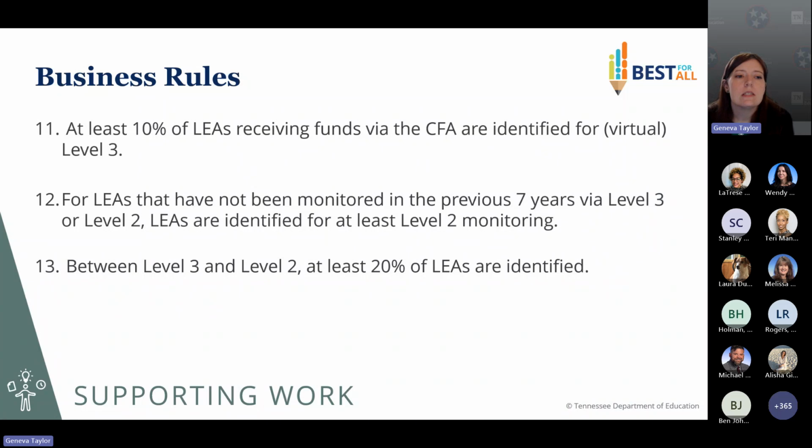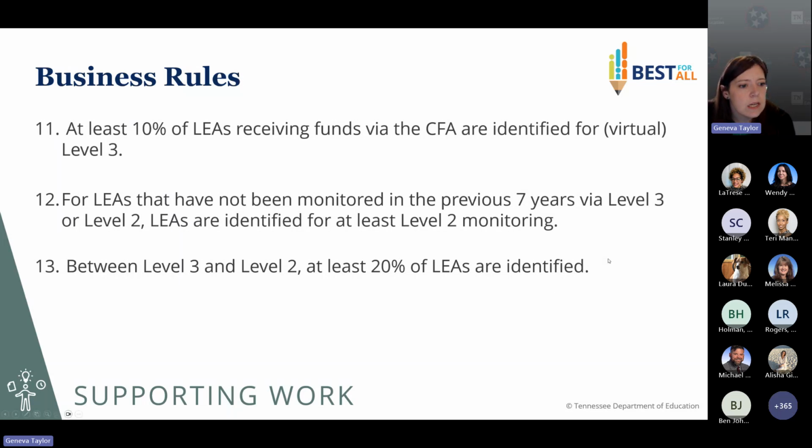Business rule number 11: at least 10% of LEAs receiving funds via the CFA are identified for level 3. And then number 12 is a new rule. For LEAs that have not been monitored in the previous 7 years via level 3 or 2, those LEAs will be identified for at least level 2 monitoring. So if you're looking back at your paperwork and saying, I don't know when we were last monitored, but it's been at least 7 years ago, then now you know that your notification will be at least a level 2, if not a level 3 monitoring.